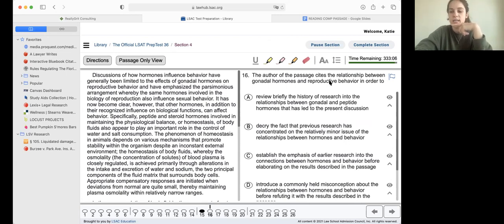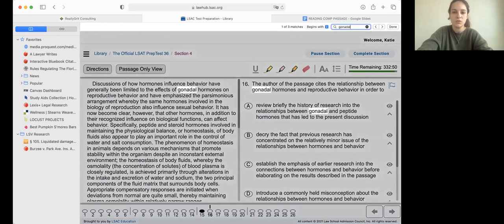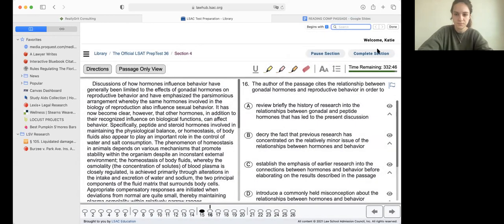The author of the passage cites the relationship between gonadal hormones and reproductive behavior in order to, okay. So if you don't remember where gonadal hormones are, we could do a quick little Control F, that brings us to the top. So now that we're here, gonadal hormones, on reproductive behavior. We're really going to focus on this sentence.